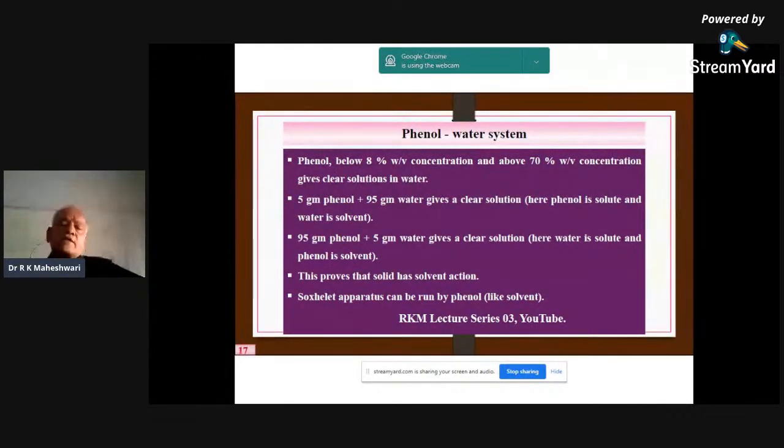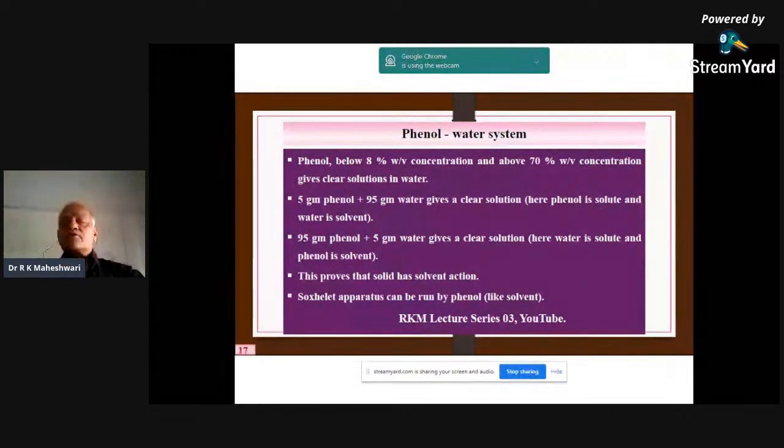We are discussing two solutions: 5 gram phenol, 95 gram water, clear solution. Here phenol is the solute and water is the solvent. Now take another solution, 95 gram phenol, a large quantity of phenol, plus 5 gram water, again a clear solution. Here, water is the solute and phenol is the solvent. So it itself says that phenol, which is a solid at room temperature, is a solvent. This proves that a solid has solvent action.